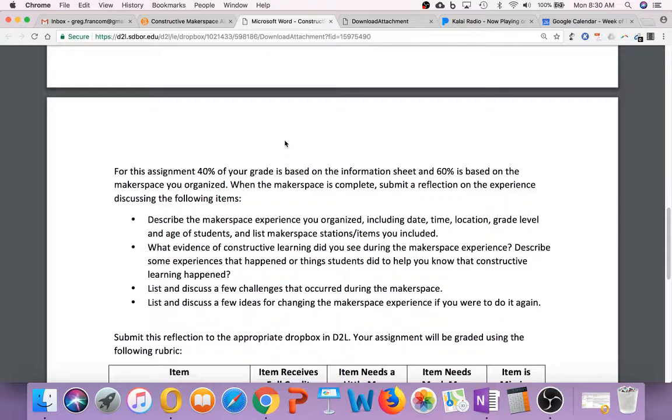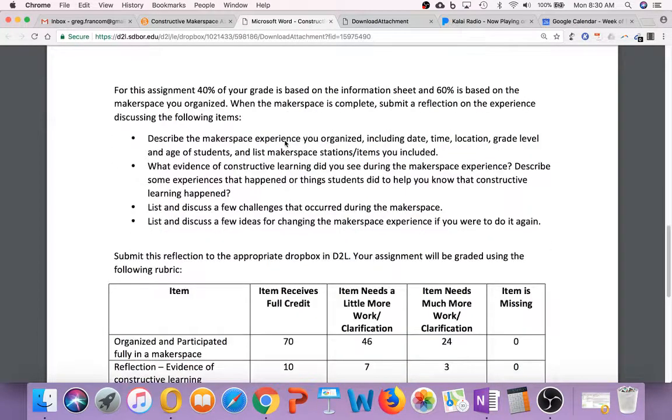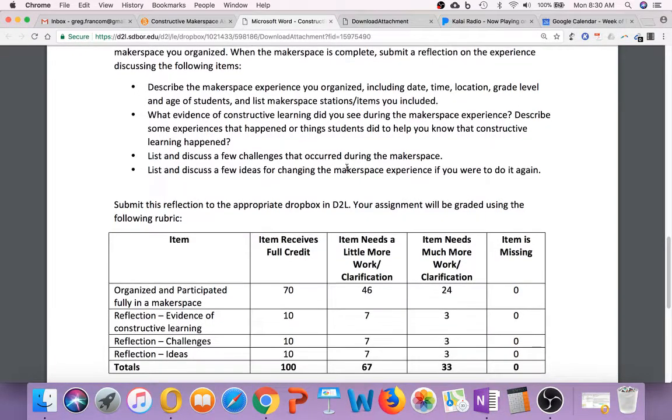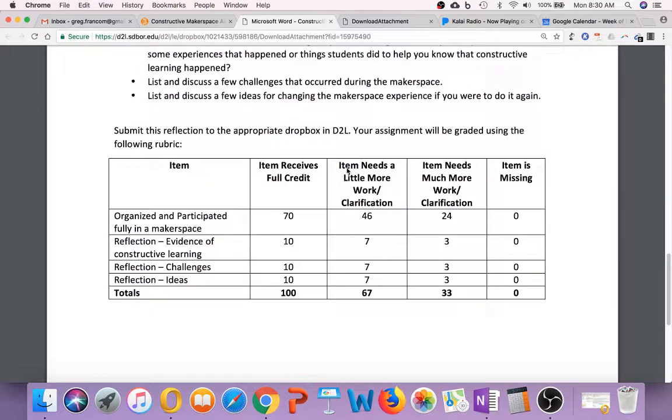So what you're going to do is describe the makerspace experience you organized. You're going to share what evidence of constructive learning you saw during the experience, and some experiences that happened or things that students did to help you know that constructive learning happened. And then list some challenges and ideas for a new makerspace if you're going to do it again, challenges you had for this time. So that's what that's about.